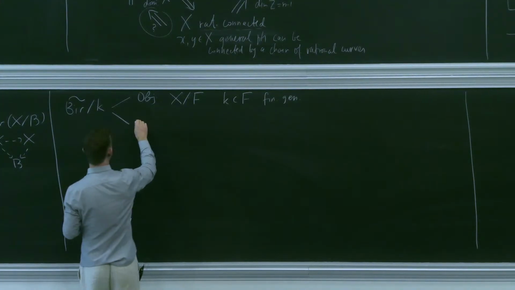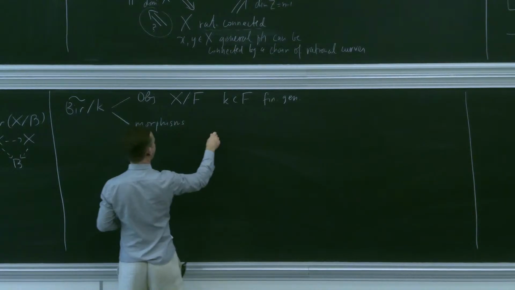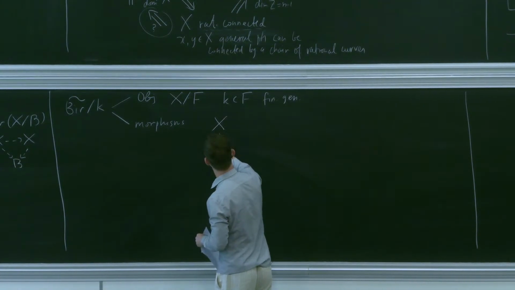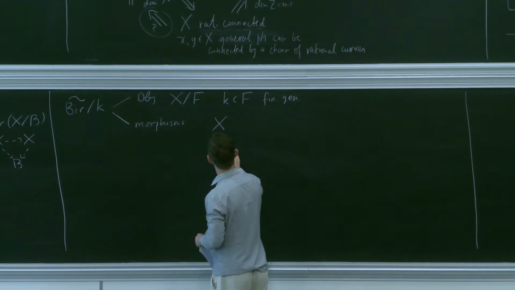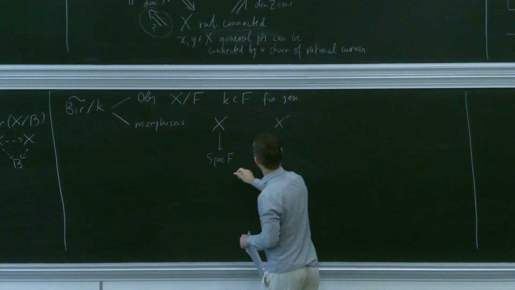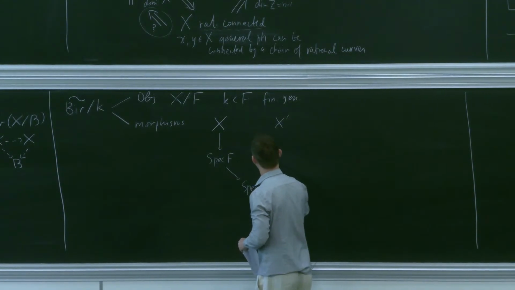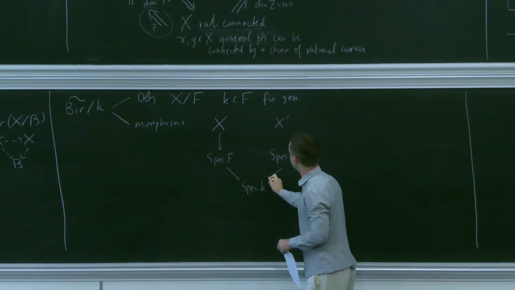And morphisms are, if you have two such objects, this lives over F, and then it lives over K, and another one over F prime, and this lives over the same K.